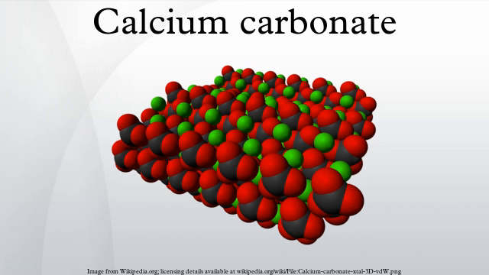An unusual form of calcium carbonate is ikaite with crystal water, CaCO3·6H2O. Ikaite is stable only below 6 degrees Celsius.